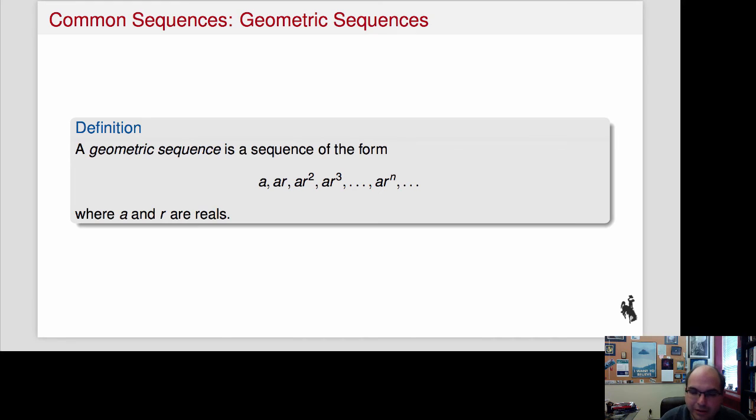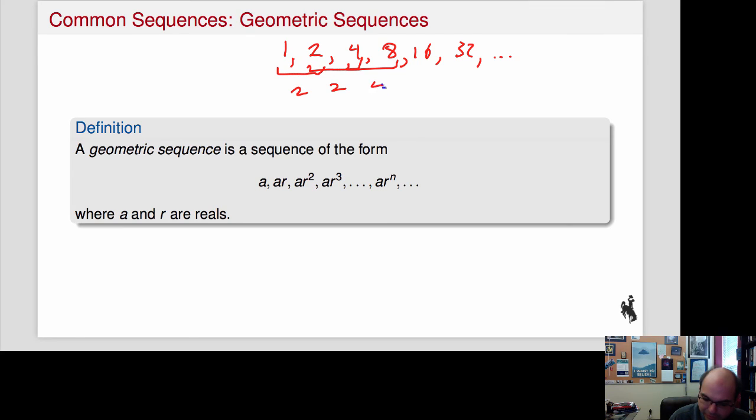The other kind of important sequence is called a geometric sequence. And instead of the common differences being the same, this one has common ratios that are the same. So for example, everybody's, by which I mean everybody who's a computer scientist, favorite geometric sequence is 1, 2, 4, 8, 16, 32, and so on. Okay, so 2 divided by 1 is 2, 4 divided by 2 is 2, 8 divided by 4 is 2, 16 divided by 8 is 2, 32 divided by 16 is 2. 8 divided by 4 is actually 2, not 4. What was I thinking?